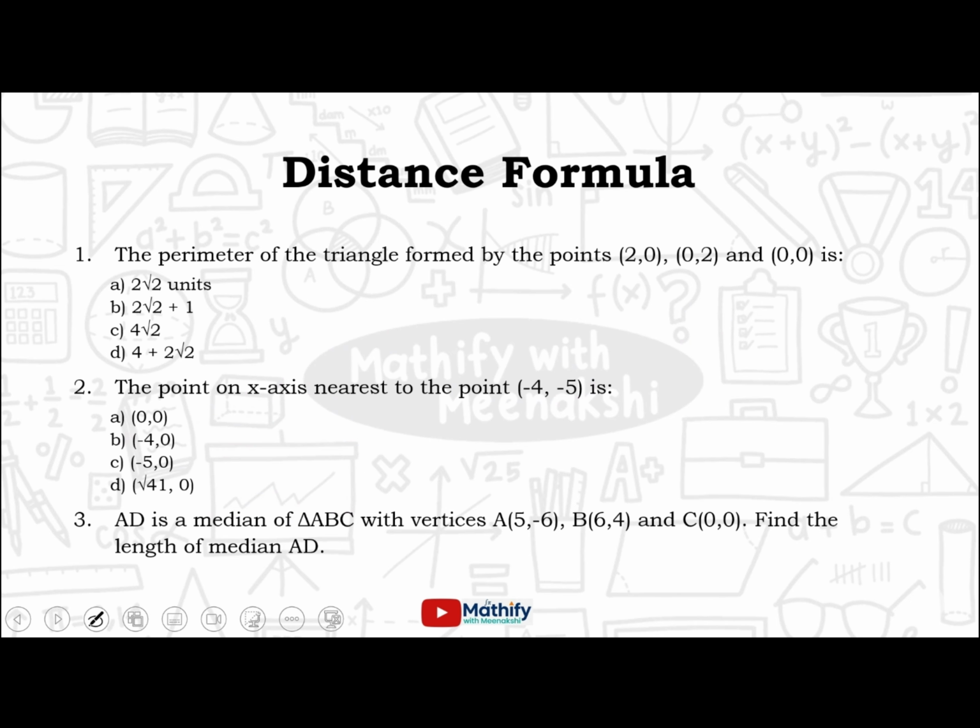In third question, it is given AD is a median of triangle ABC. First, let's draw the triangle. Here it's given that your A is 5, minus 6. Your B is 6, 4. And your C is 0, 0. You have to find median AD. That means from vertex A to the opposite side. What is a median? Median means that it divides the opposite side in two equal parts. That means your D is the midpoint.